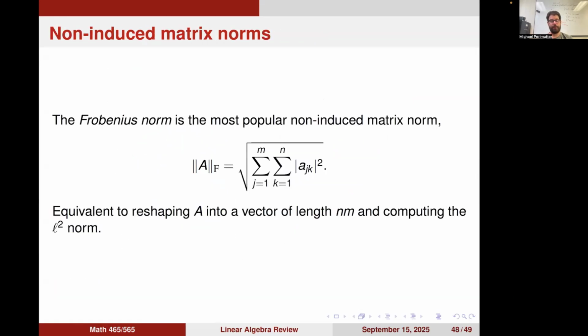The other most common norm that's not an induced norm is the Frobenius norm. Essentially, what the Frobenius norm is, you take A, you reshape it into a big long vector, and then you compute the vector 2 norm. Or equivalently, you take each entry, you take its absolute value, you square it, you add all those up, and you take the square root.